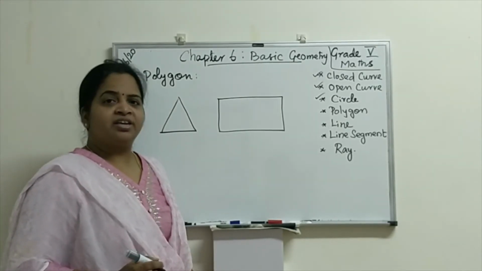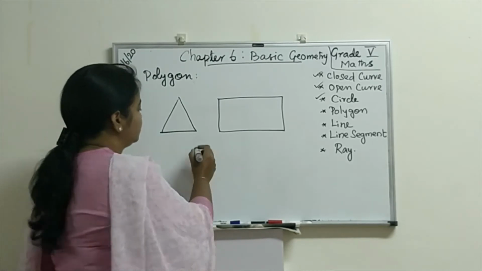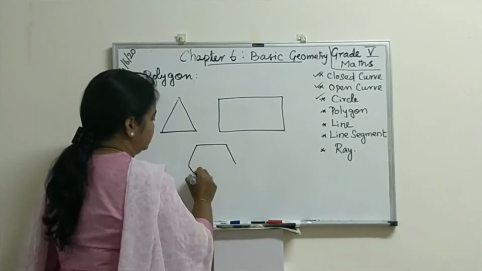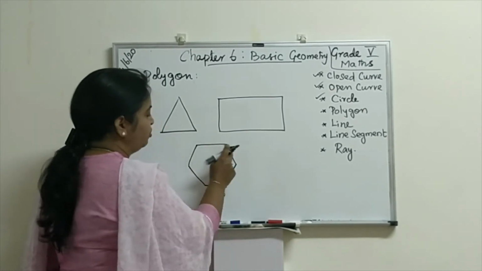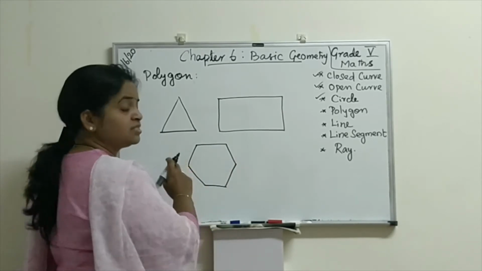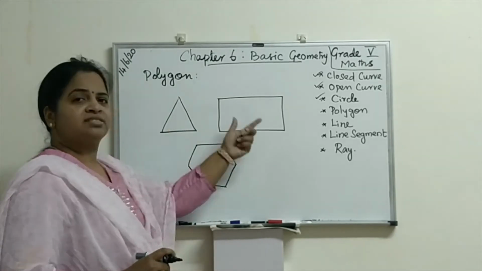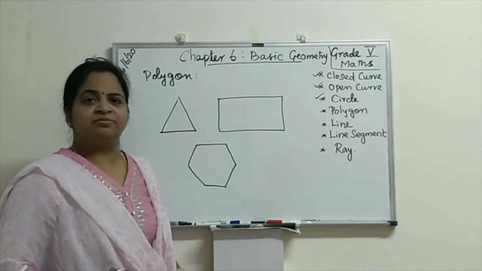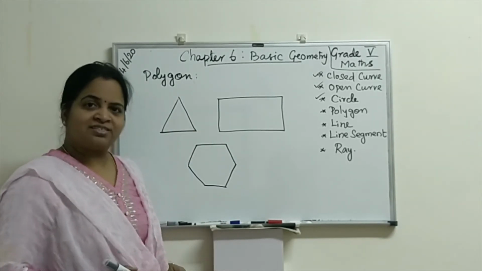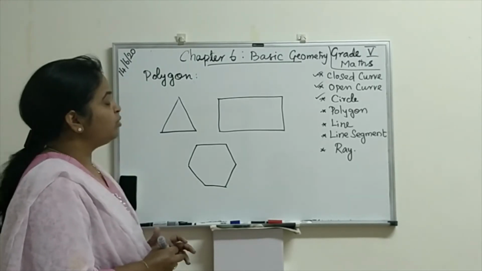Square. Okay, any picture. See this one. Here how many? 1, 2, 3, 4, 5, 6. Hexagon. Okay, all these shapes are called polygon. You got it? You understand? Okay, we will move to line.